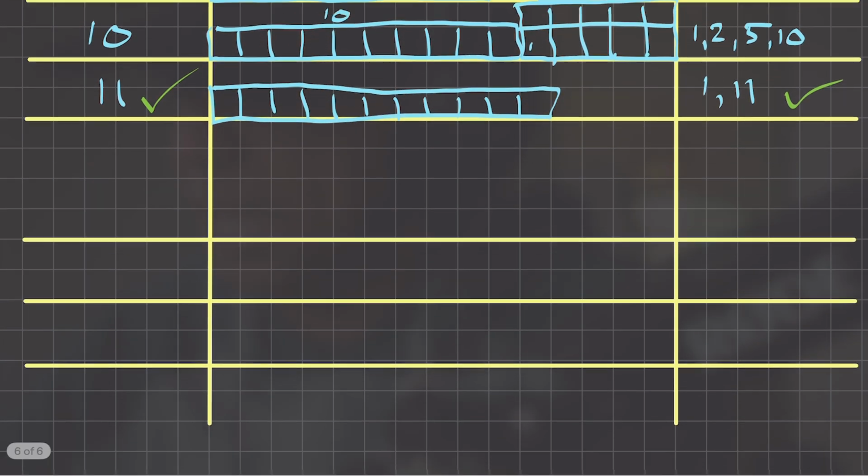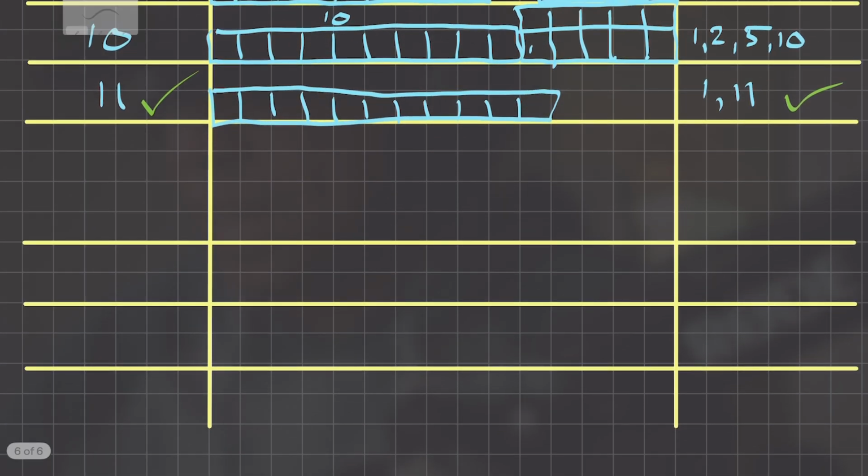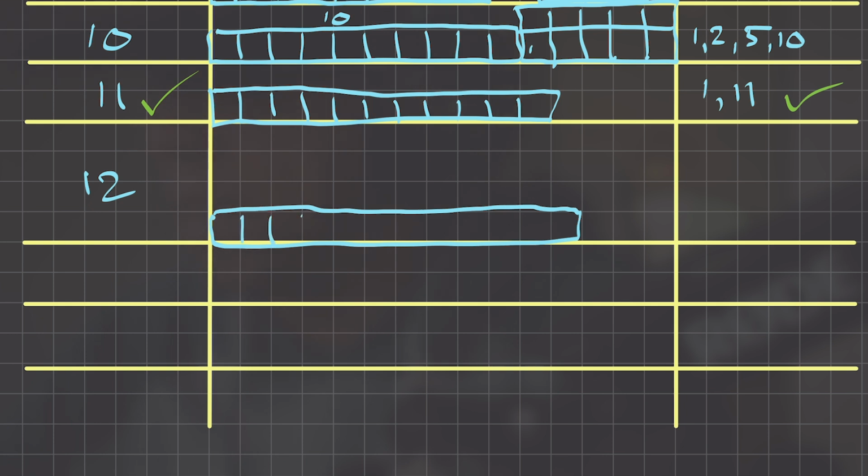12 is going to be interesting. 12 has many factors. First, it's even. We know we're going to have a 1 by 12 array. Pretty boring, pretty standard. Any number times 1 is itself. So we've got a 1 by 12 array.